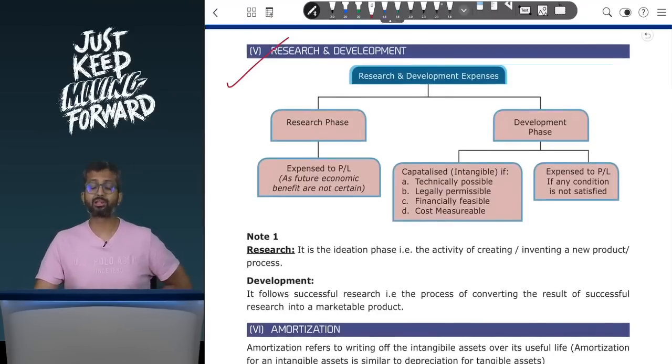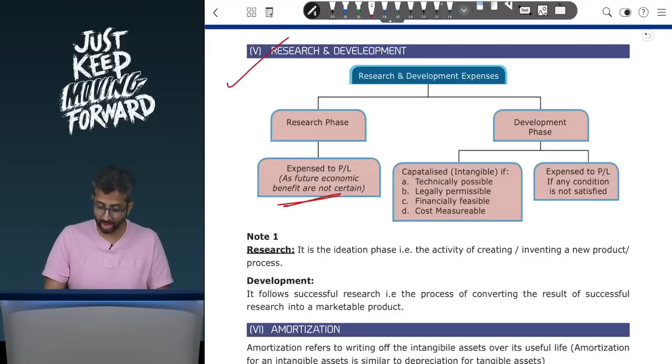Research cost is cost during the ideation phase, before you have hit any technical feasibility, and every expense during the research phase is going to go to the P&L because future economic benefits are not certain. However, expenditure during the development phase can be capitalized if there is technical feasibility, legal possibility, the product has a market, it is financially feasible, and the cost is measurable. That is when you can capitalize. Otherwise, expenditure in the development phase is also going to be taken to the P&L.